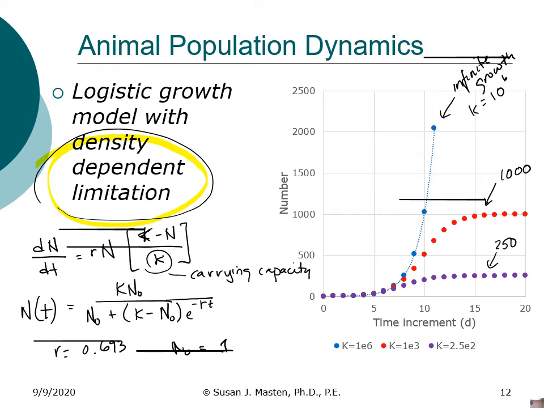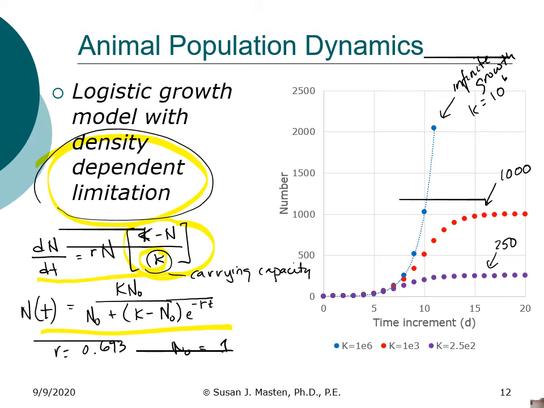And that's described by this equation here, where K is the carrying capacity. So the change in N, number of organisms, with respect to time, is equal to r, which is our rate constant, times N times the quotient K minus N over K. Where K is our carrying capacity. And if we integrate that, we have this expression here.